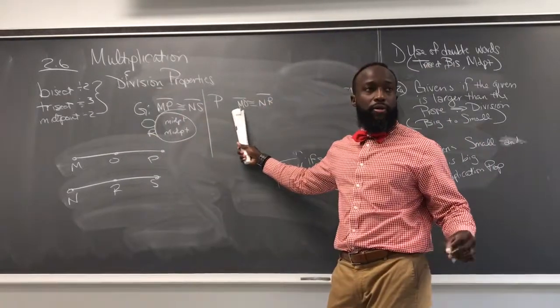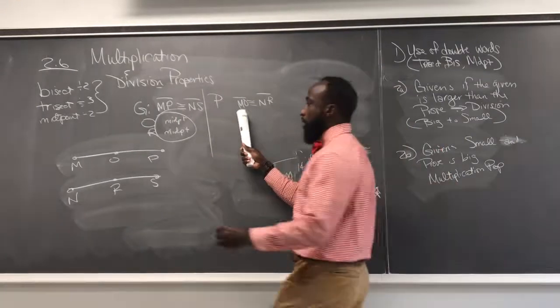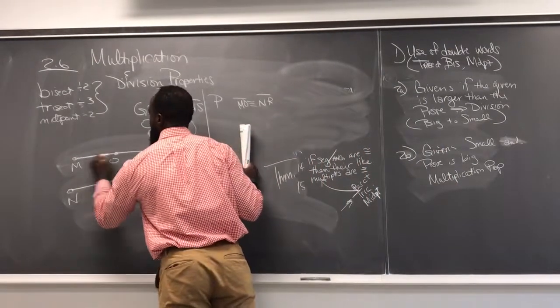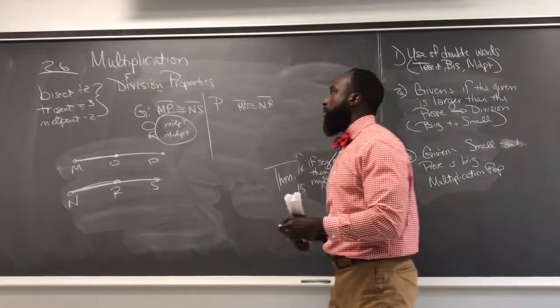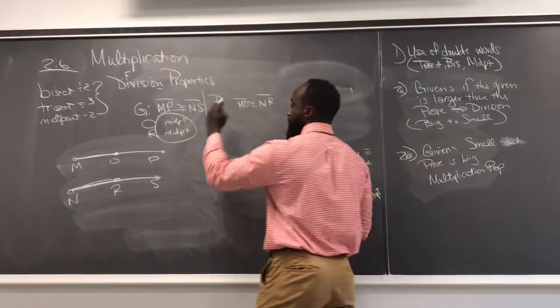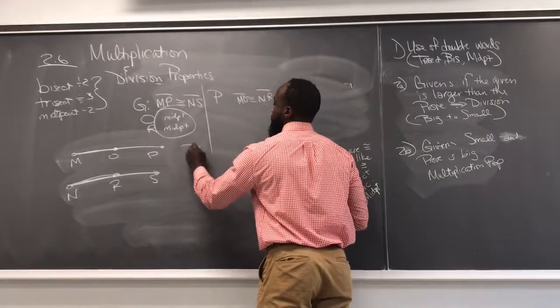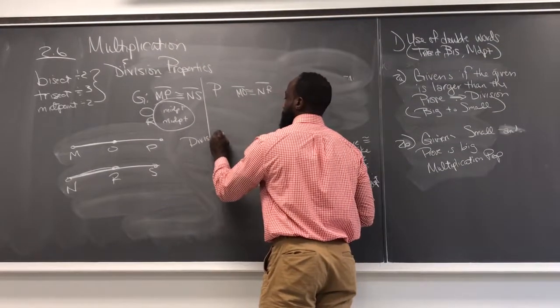MO, is it big or small? Small. MO and NR, they're both small. So we went from big to small, right? So we're going from big to small, which means we're doing division property, okay?